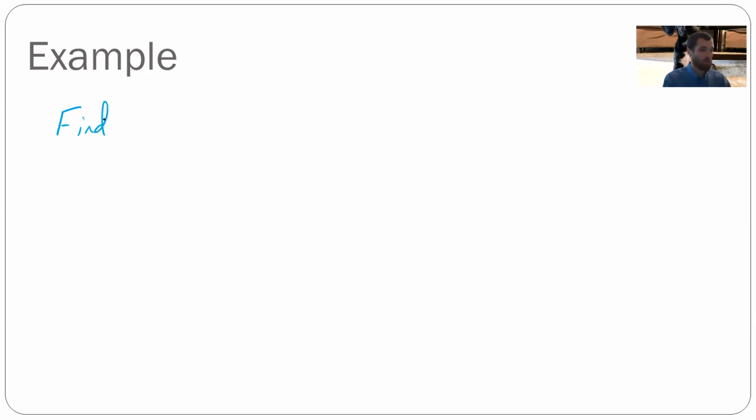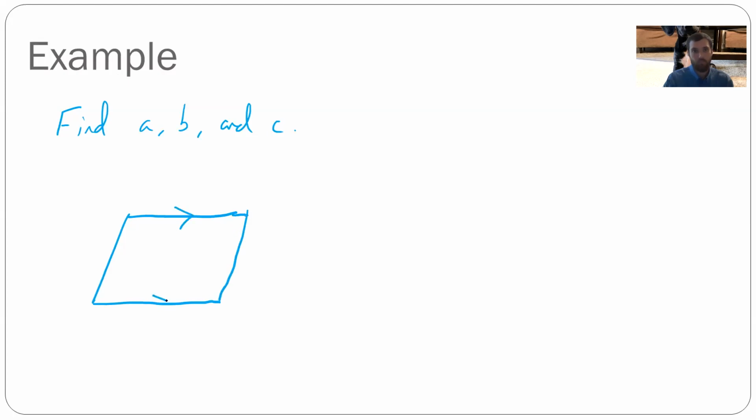For this problem, let us find A, B, and C. I've got a parallelogram here. Both pairs of opposite sides are parallel. Let's call this A, B, C. And then this right here is 33 degrees. We're going to have to base it all off of the 33.